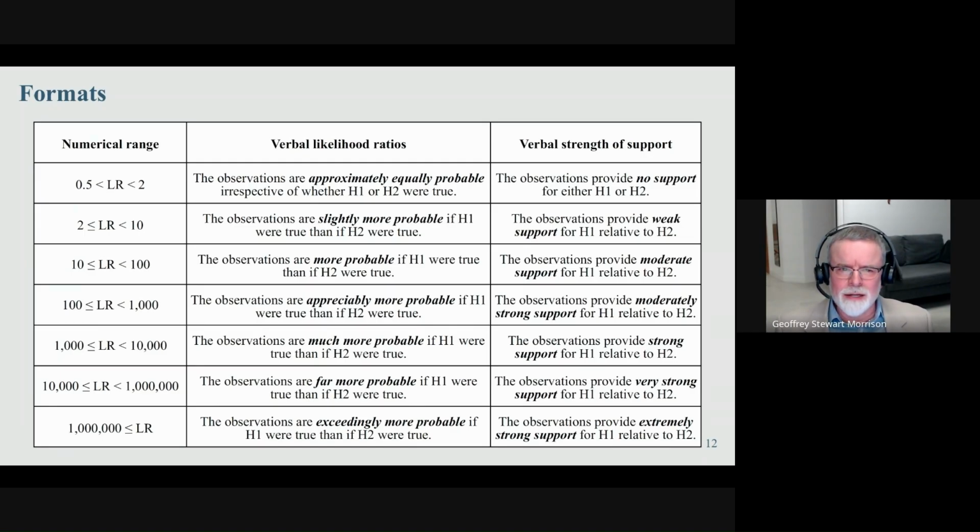So there are problems with this: different people will interpret the same words differently, and the same person will interpret the same words differently in different contexts. So I'm not a fan of these.